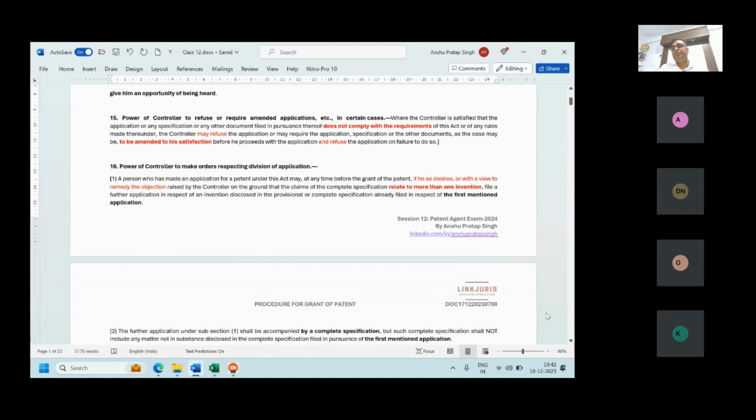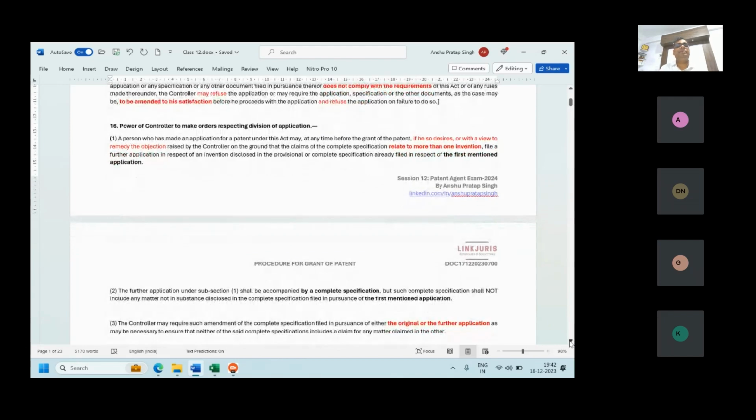Now comes section 16. Section 16 we have discussed. There is nothing much to discuss. We have already read it. Section 16 talks about divisional applications, that if an application has more than one invention, the controller can raise an objection that there are more than one invention. If that is the objection, you can remedy it by going for a divisional application. The moment you divide it with each invention separately, the earlier filed application will become the first mentioned application, and the divided application will become the divisional application.